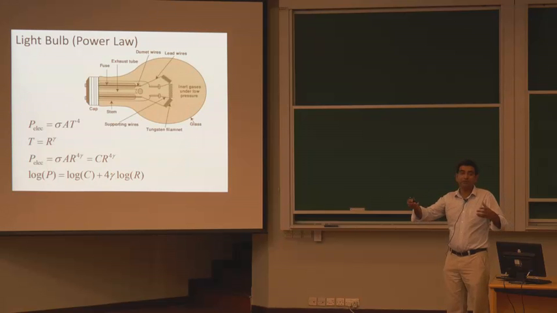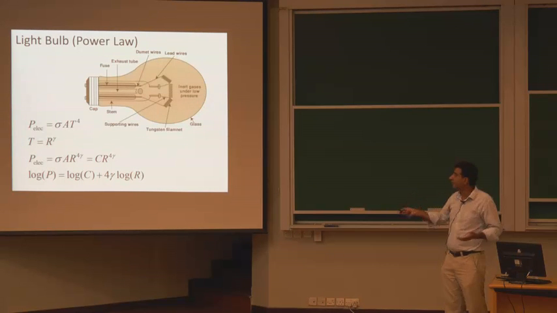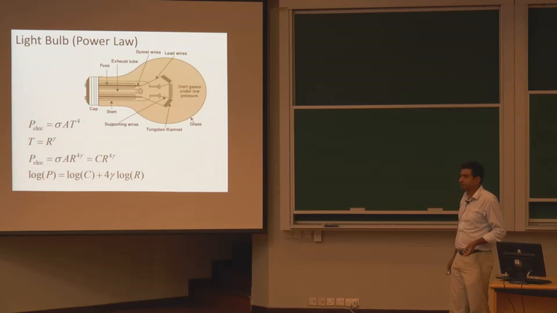You want your bulb to be really luminous, so you would like all the electric power to go into heat. So this is the Stefan-Boltzmann law, which tells you the amount of heat radiated. It's a constant times the area of the filament and the fourth power of the temperature.